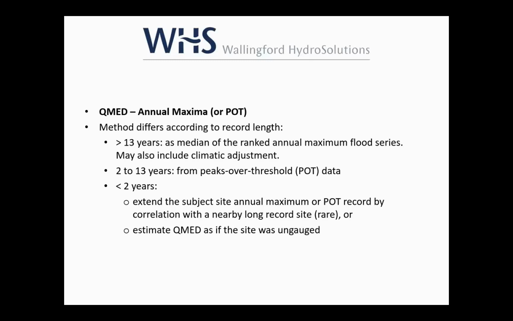Now, if your station record is less than 13 years, you want to use an alternative method called peaks over threshold. Now, the peaks over threshold series contains all peak flows that are greater than a given threshold value. Now, generally, the threshold is set to include an average of 5 events per year. Now, if your record is below 2 years, you may just want to treat it as an ungauged site and estimate QMED using the methods we just went through. There is potential to extend the subject site's annual maxima or peaks over threshold record by correlating with a nearby long record site, but this is rarely appropriate.